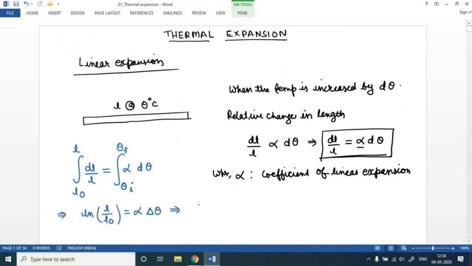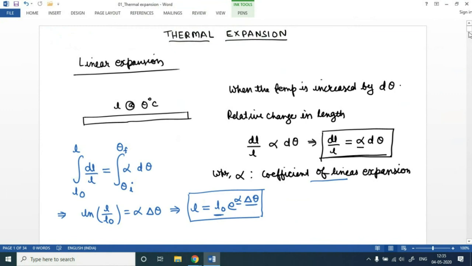When you rearrange, it gives L equal to L naught into e to the power alpha delta theta. This is the final length of the rod, where L naught is the initial length, alpha is the coefficient of linear expansion, and delta theta is the change in temperature. So this is the expression.